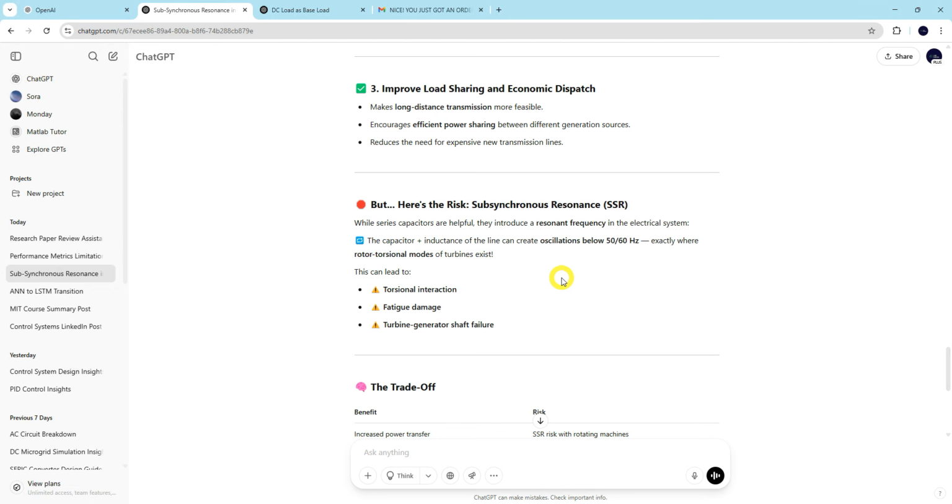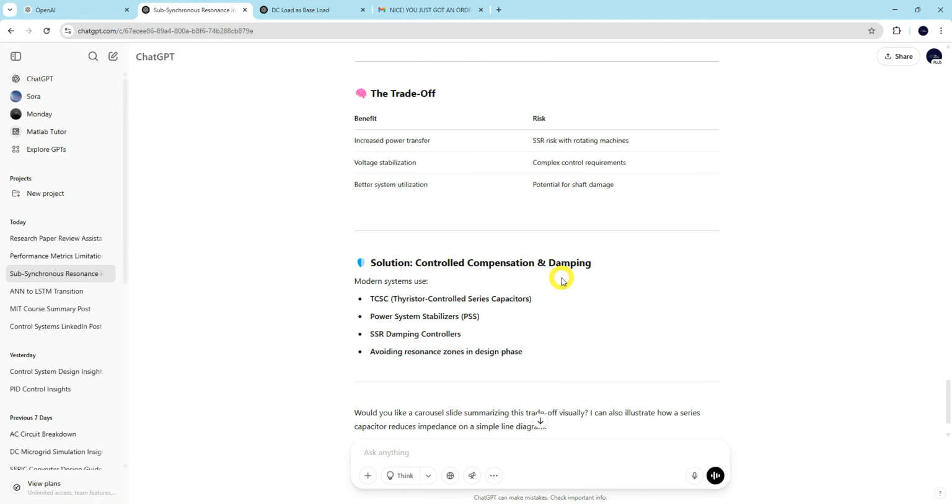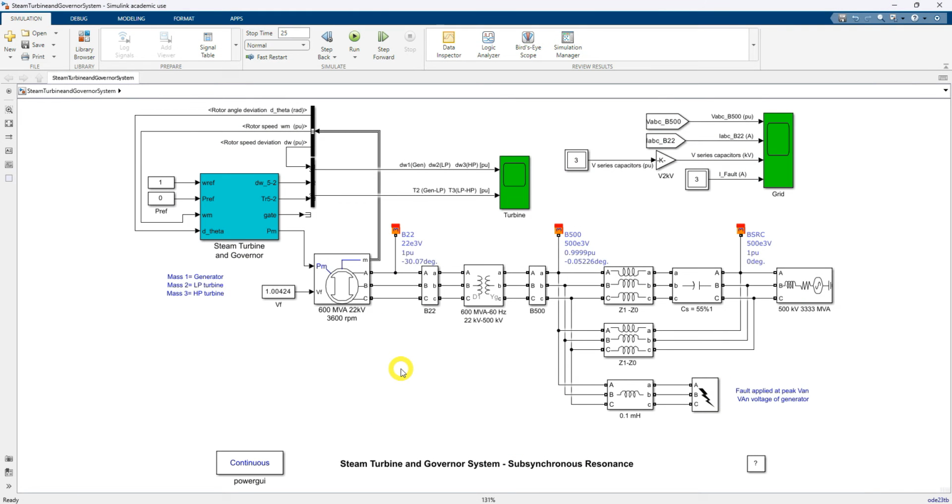So how can we avoid that subsynchronous resonance in the system? By using a thyristor controlled series capacitor, or else you can go with a power system stabilizer or an SSR damping controller. In this video, we are going to explain how to eliminate that subsynchronous problem by means of a STATCOM, a PV STATCOM.